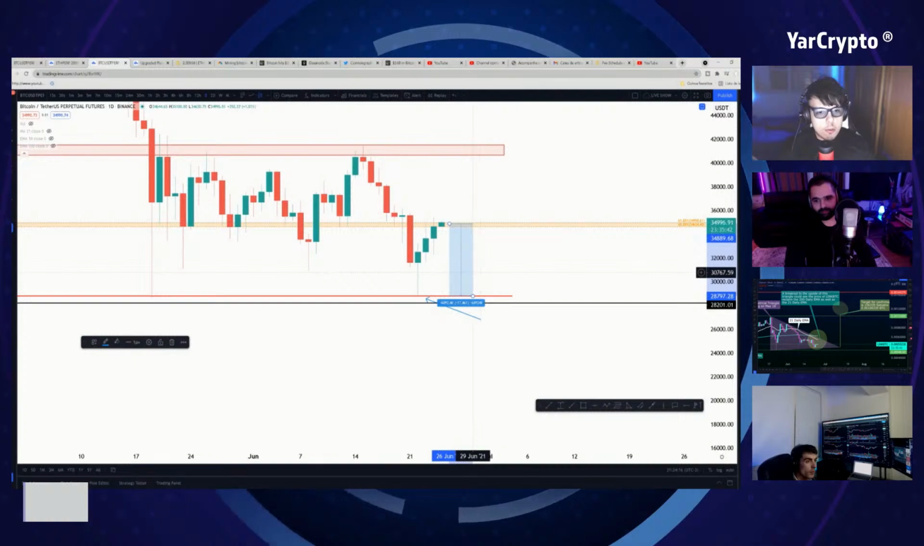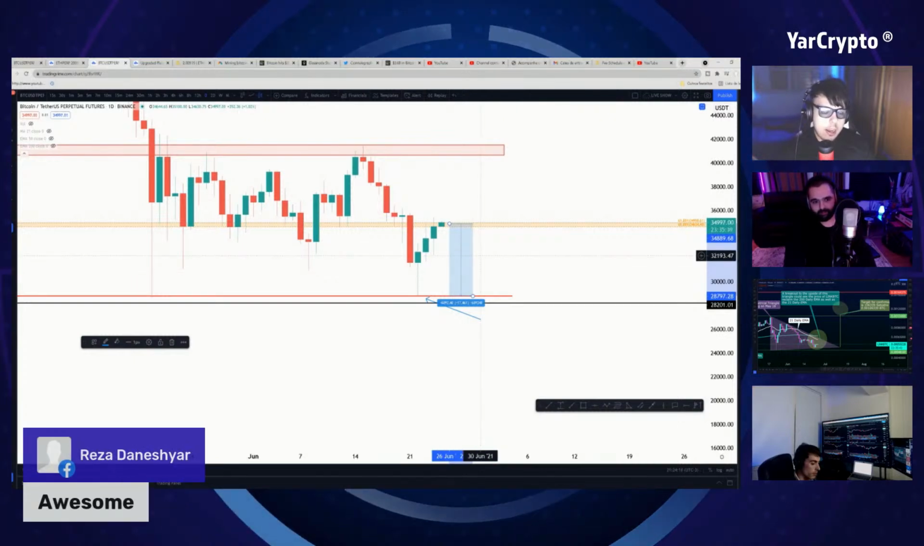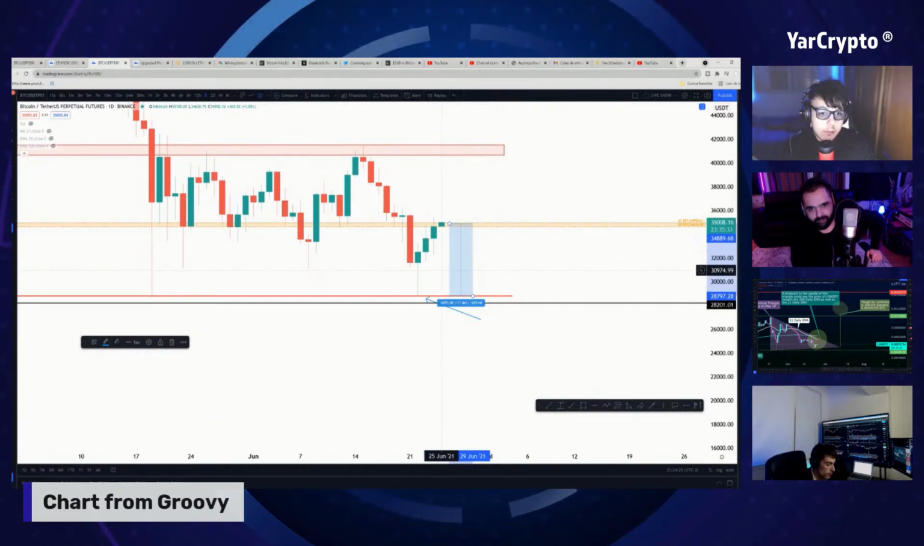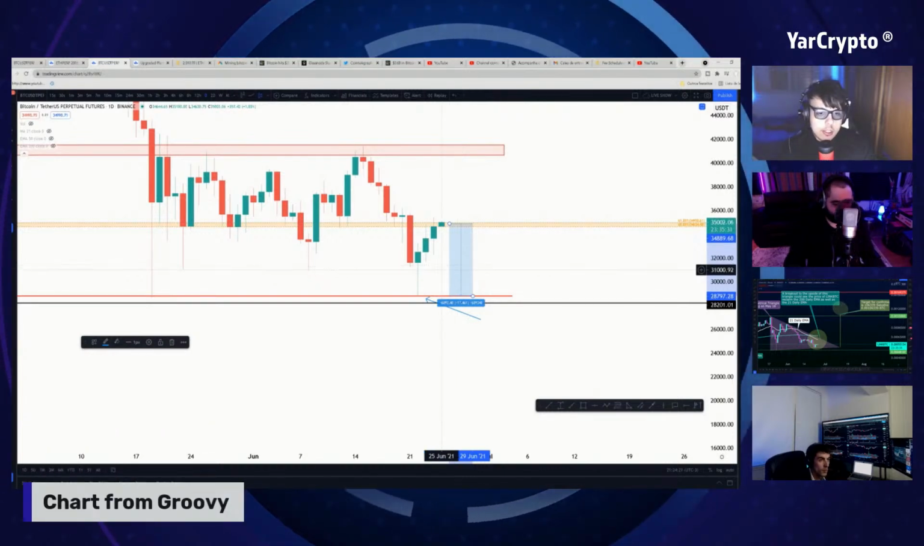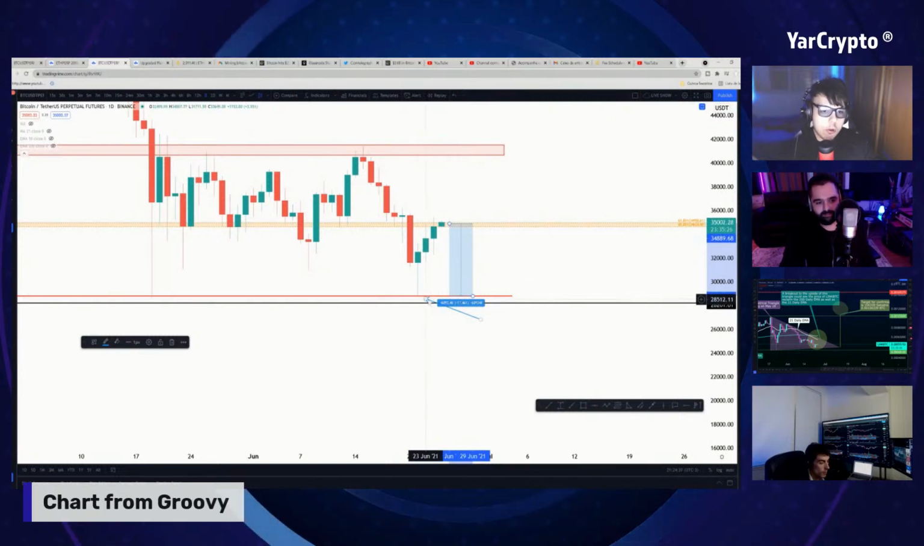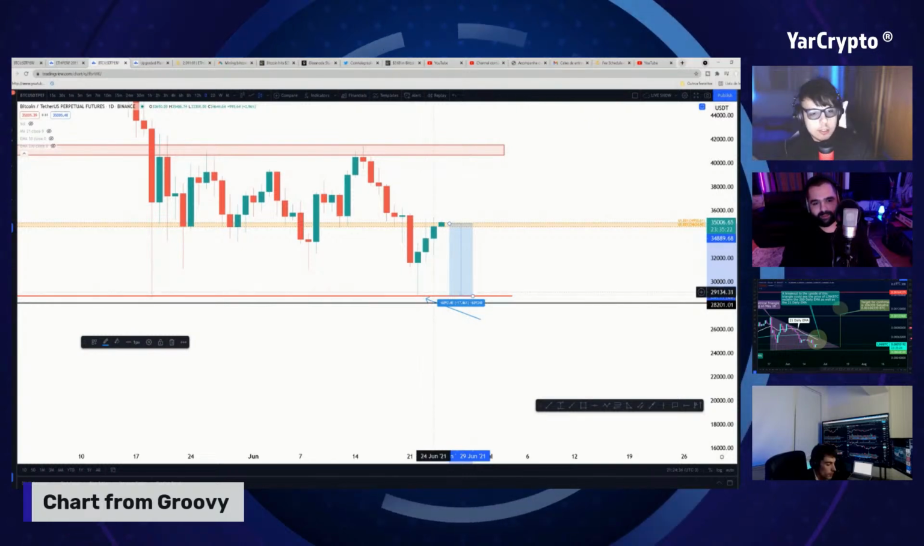So yeah, this is a very good strategy that you guys can apply. Obviously, daily closes and 4-hour closes are very relevant in this case. It's very good for you to wait for the candle close and see if that invalidates your trade or not.